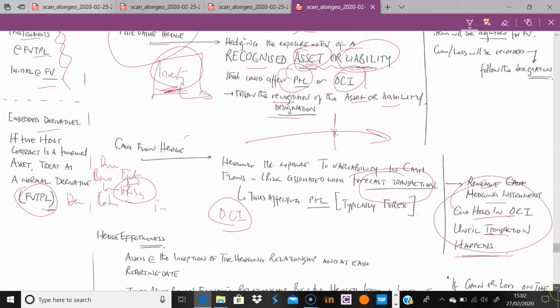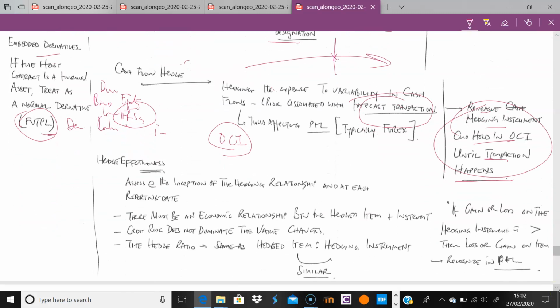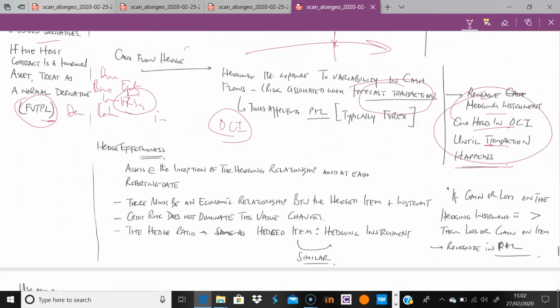Right. And then finally, the hedge effectiveness, a number of things I've picked up on here. What you want to do is continuously assess, at the inception of the hedging relationship and at each reporting date. The key point is there must be a relationship between the hedged item and the instrument. Credit risk does not dominate the value changes. And the hedge ratio, hedged item to the hedging instrument. So you can't hedge, for example, if the plan is to buy 100,000 barrels of oil, you can't be hedging 40,000 and thinking you're using that as a hedging instrument for this. No, you must hedge 100 for 100, so to speak, and that's what we mean here by the hedging ratio.